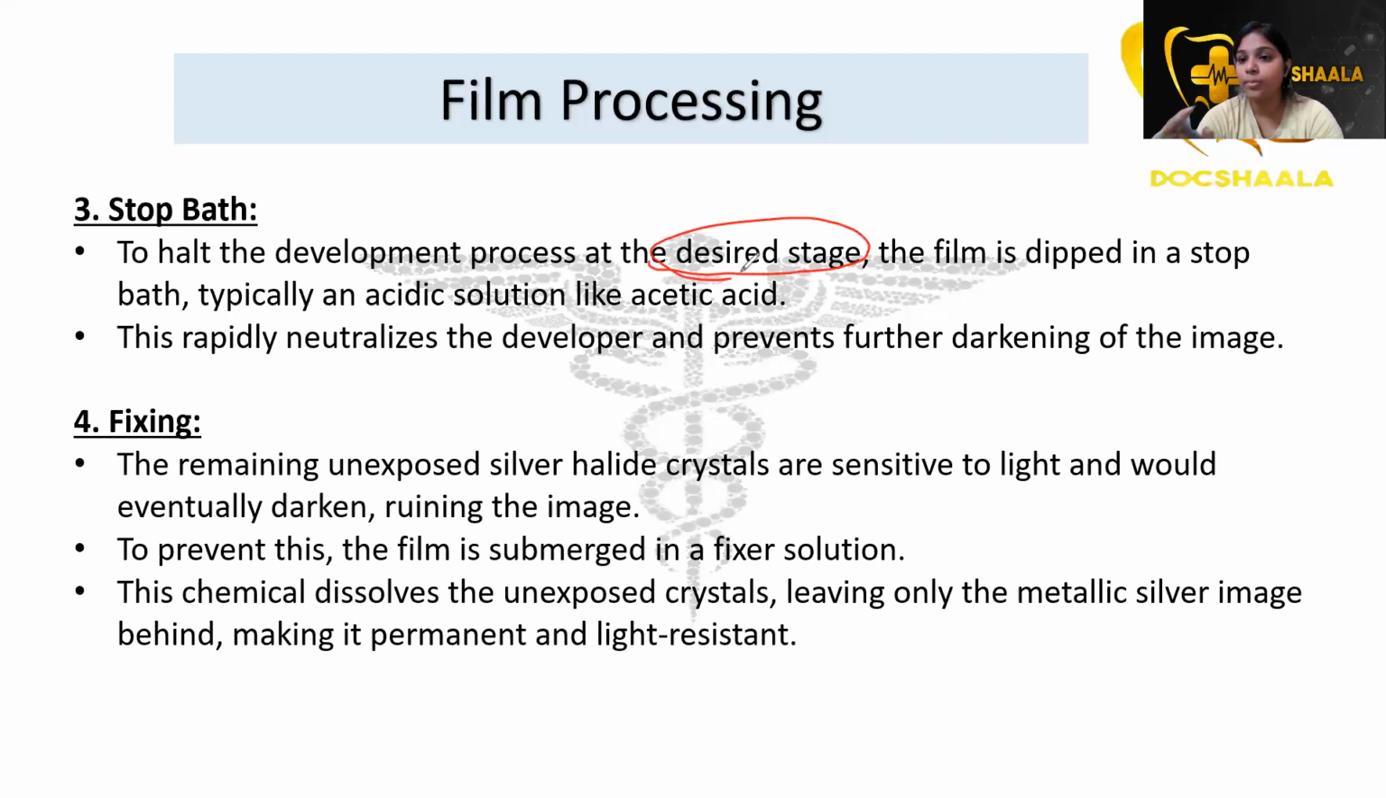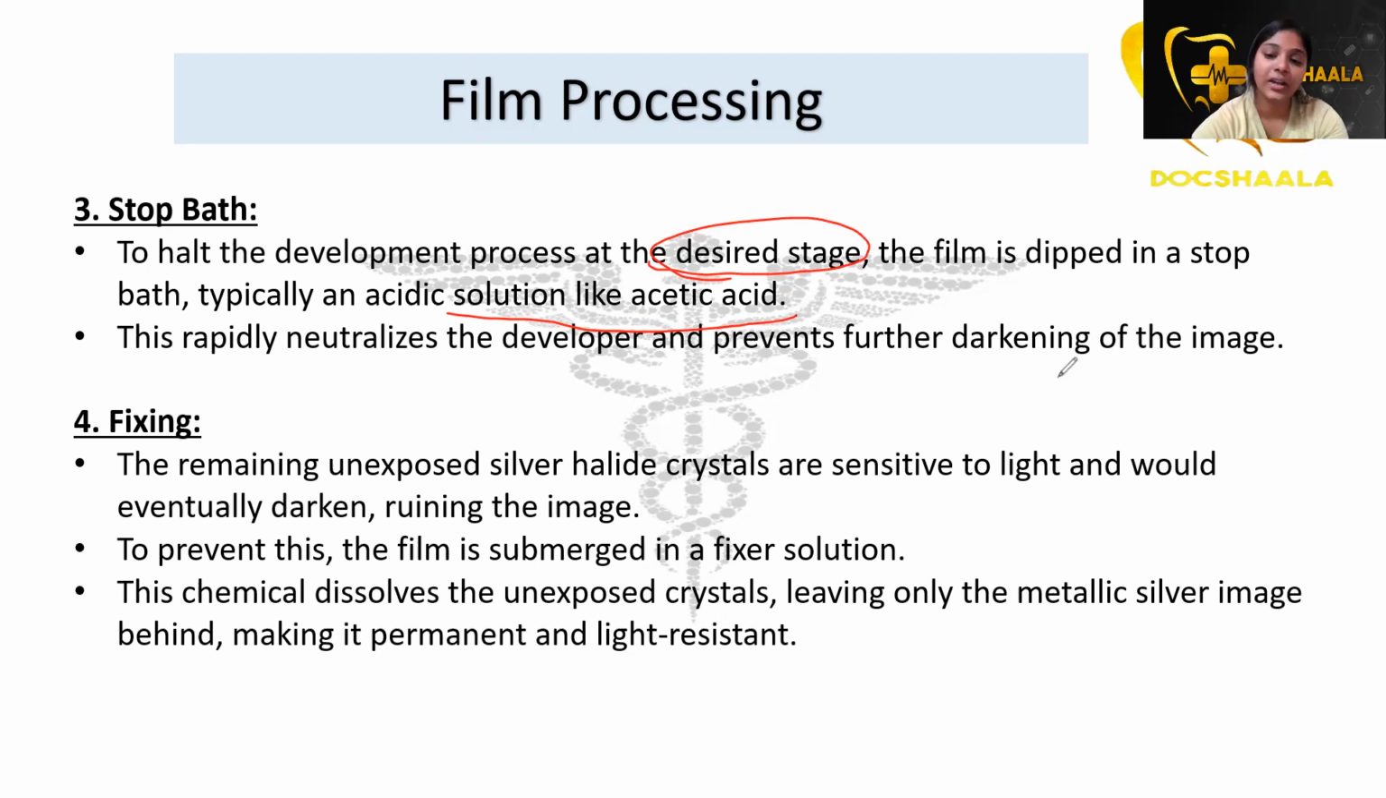So the stop bath helps in halting the process at the desired stage. The film is dipped into a solution such as acetic acid, and this rapidly neutralizes the developer and prevents further darkening of the image. Remember, developer darkens the image. Fixer lightens the image.